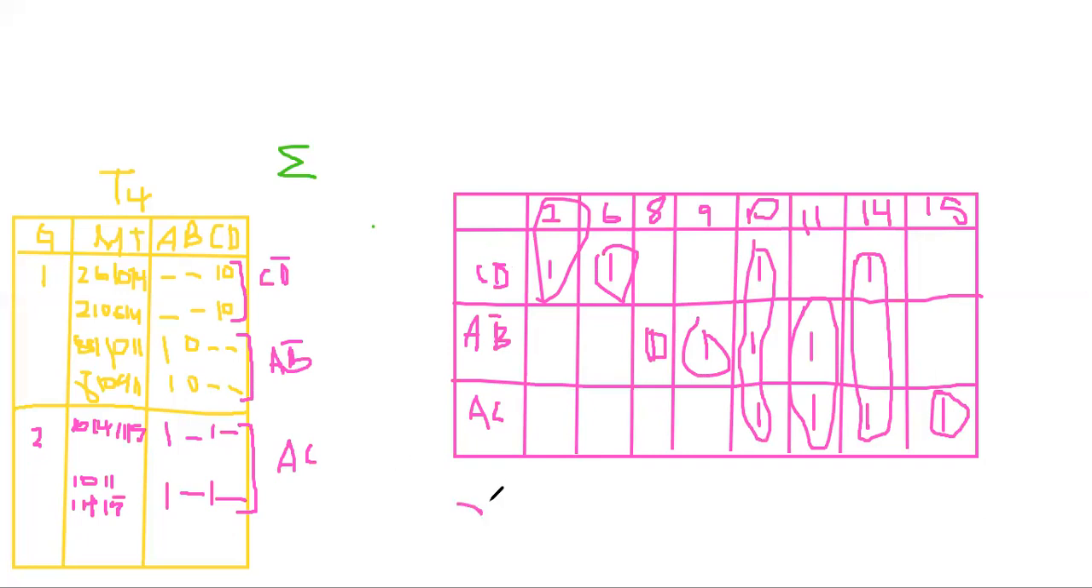So the answer, the essential prime implicants, is C D bar plus A B bar plus A C. So this is the solution for the expression.